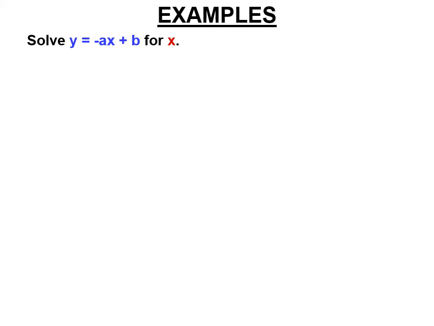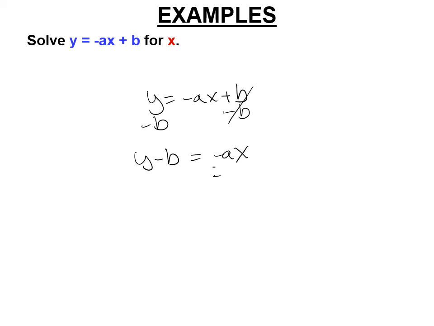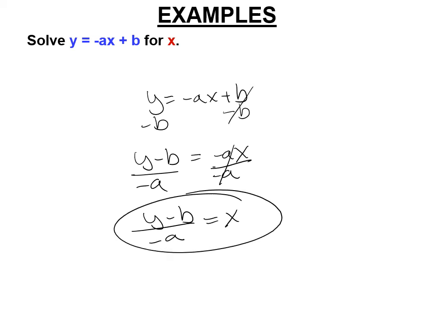Yes, you have to be able to do this with letters. So we have y equals -ax plus b. We're solving for x. So we subtract b from both sides. Y minus b equals -ax. What do you do to both sides? You divide both sides by -a. And so the answer is y minus b divided by the opposite of a, or -a.